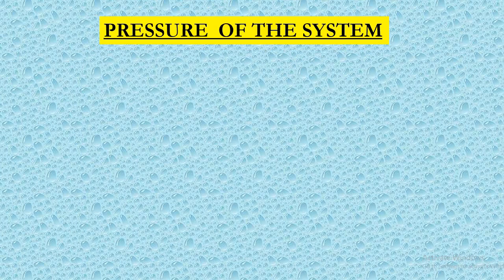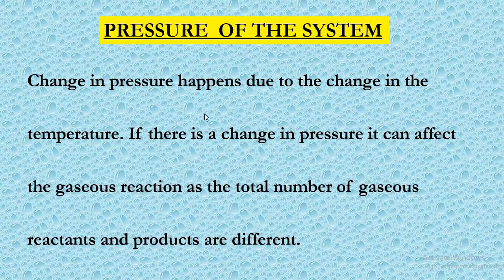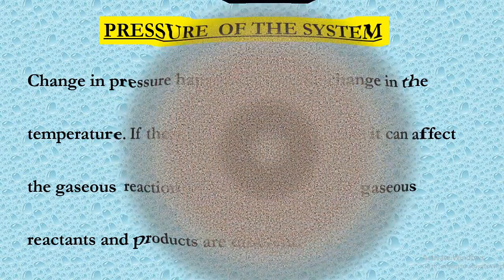Our third condition is pressure of the system. Pressure of a system changes with the change in temperature. If we change the temperature, it will affect the overall pressure of the system. If the amount of heat supplied to the system is decreased, the pressure will also be at decline. So it will affect the equilibrium rate of the chemical reaction.